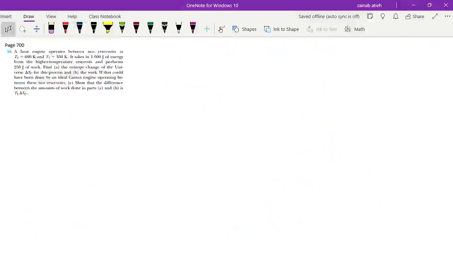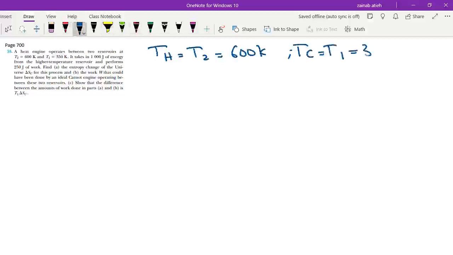I will move now to problem 55, page 700. A heat engine operates between two reservoirs at T2 equals 600 K and T1 equals 350 K. So we will assume that T hot is T2, which is 600 K, and T cold, which is T1, is 350 K.